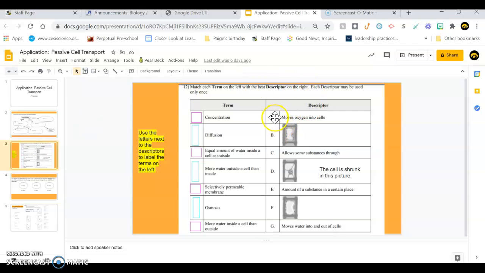Slide 3, you are matching the term with the descriptor. And I want to remind you, these pictures right here have something to do with how much water is on the inside of the cell and how much water is on the outside of the cell, called osmosis. So please make sure that you're looking at these, comparing them, and then trying to figure out which one of these goes with the picture. Okay, be careful on this slide because it looks like there's a lot of people either getting all of them right or a lot of them wrong. So take your time with this.